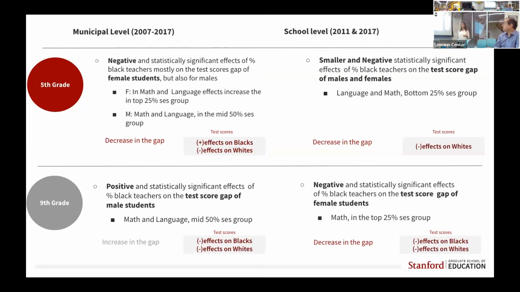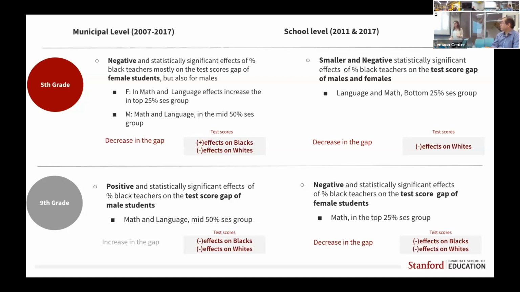When we analyzed the second part, which was the test score effect on the student, what we found is that the gap is decreasing because the white students are doing worse. Or in the case of ninth grade, everyone is doing worse, including the Black students, but the whites are doing even worse. So this is not the correct language, again, I'm sorry.